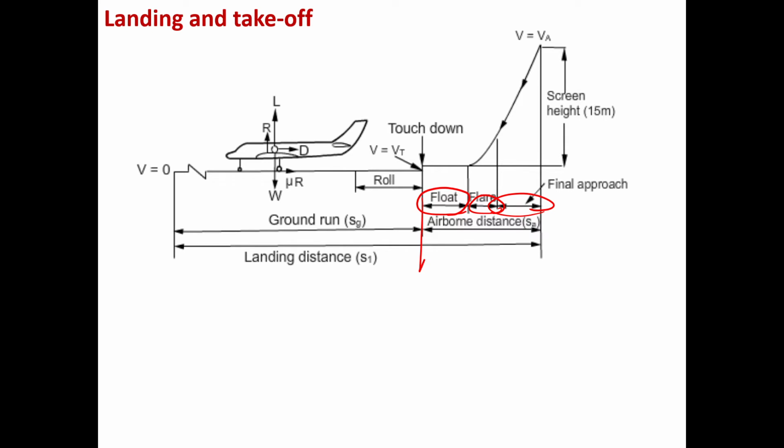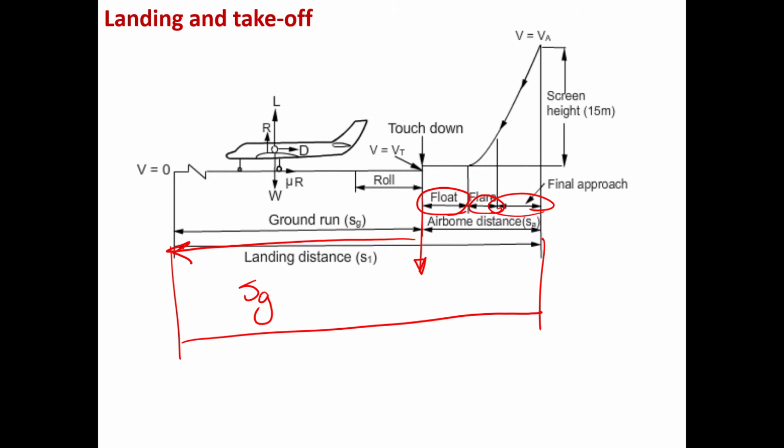After the floating, we will have the touchdown, where the aircraft lands, and then we have the ground run S_G, which is going to be the bulk of the landing distance. And the landing distance, as mentioned earlier, the same as takeoff distance, is going to be this total distance, so from the screen height to velocity 0. Okay, so essentially it's basically the same thing as landing, just the other way around.